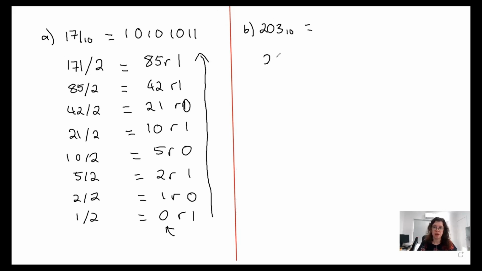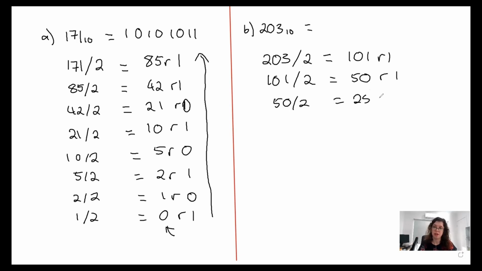So again, we divide by the base, which in this case is 2 because we're working with binary, and we end up with 101 remainder 1. Take our 101 down, divide it by 2, and we end up with 50 remainder 1. 50 divided by 2 gives us 25 remainder 0. 25 divided by 2 gives us 12 remainder 1.